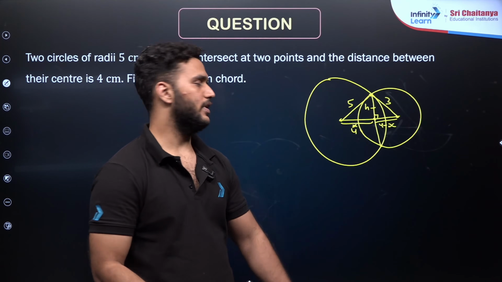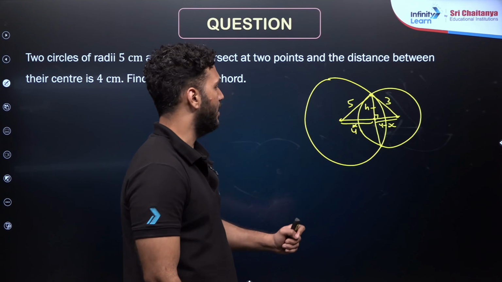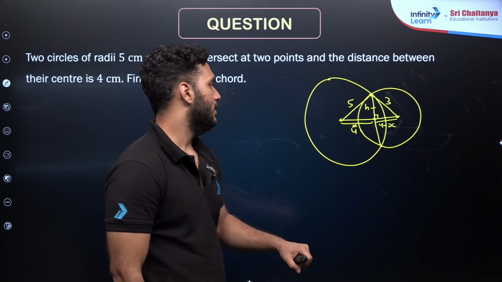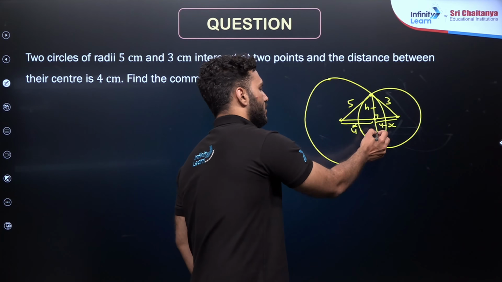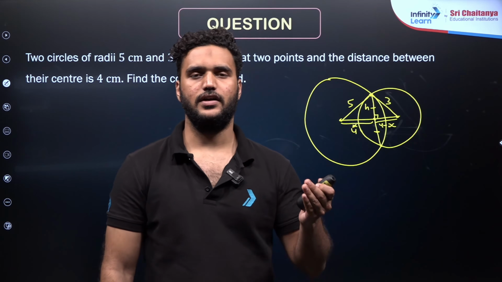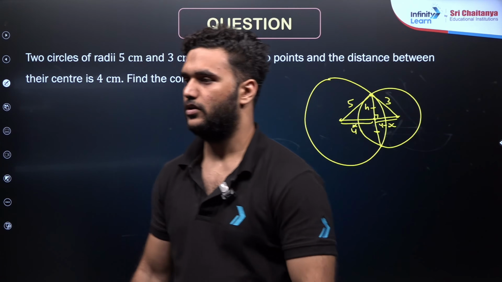Use the Pythagorean theorem, eliminate h, find the value of x. Or you can eliminate x, find the value of h. If you get the value of h, then this value and this value will be equal. Why? Because the perpendicular from the center of a chord divides the chord into 2 equal parts. So you have to find just 2h. Okay, that's it.